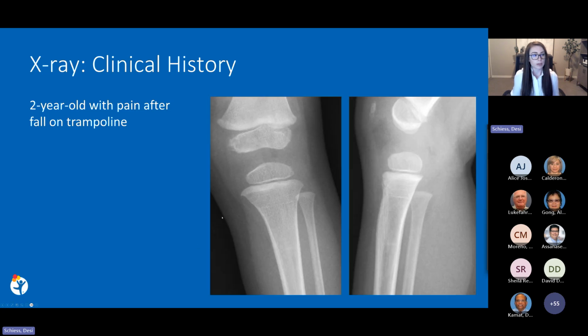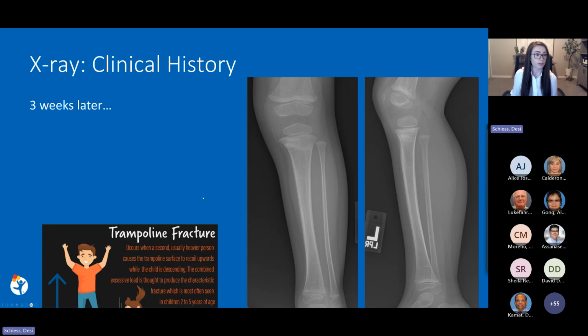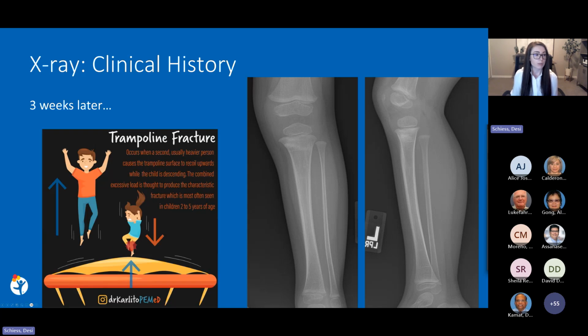We zoom in on the proximal tibia and notice very subtle cortical irregularity at the proximal tibial metaphysis consistent with a non-displaced fracture. Follow-up radiographs show sclerosis consistent with healing changes. The mechanism of injury for trampoline fractures is when a heavier person jumps up and the trampoline recoils upward while the child is descending. And when the child contacts the trampoline, the excessive load produces this characteristic fracture of the proximal tibia.